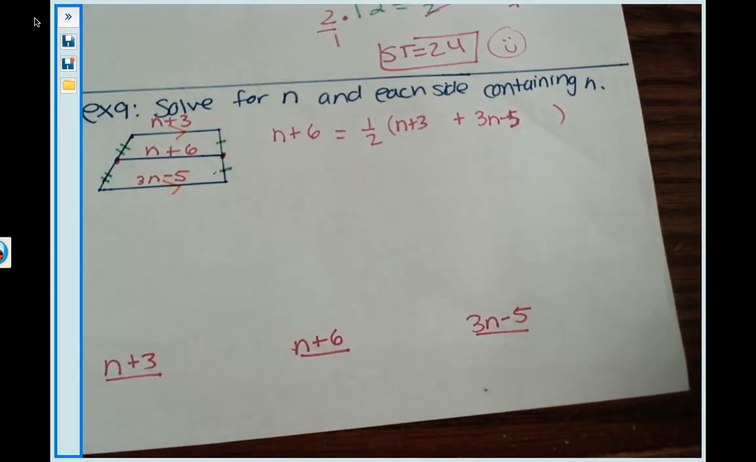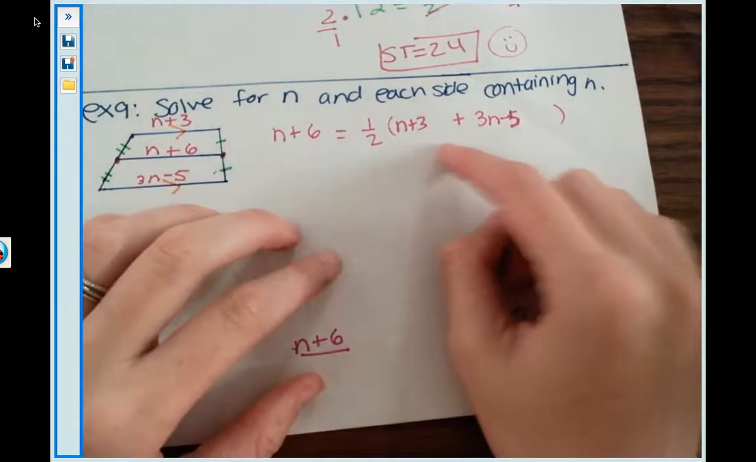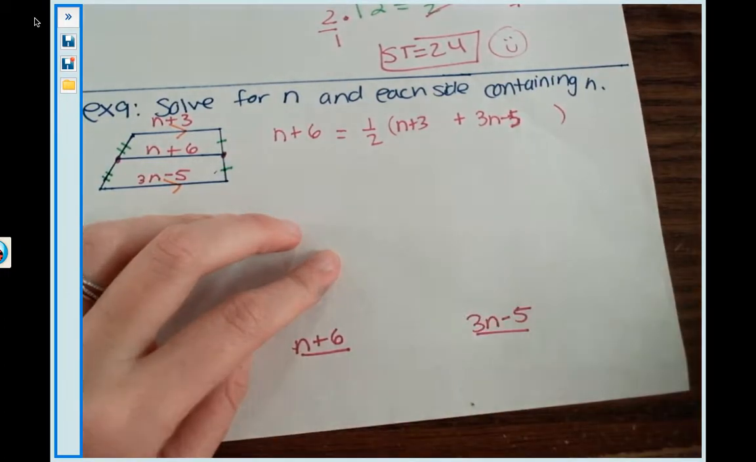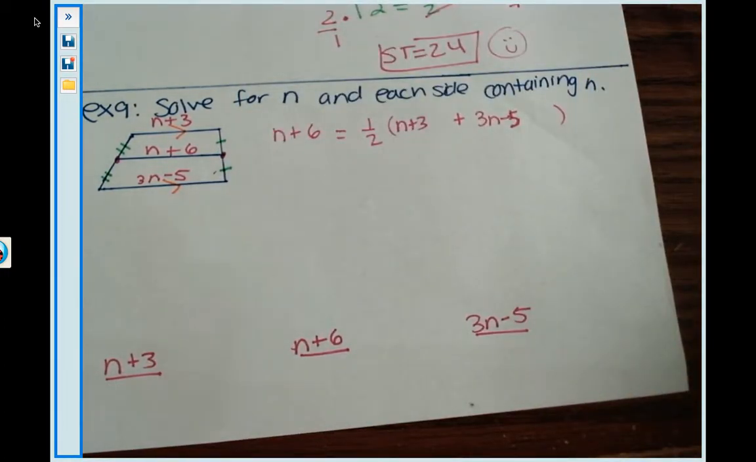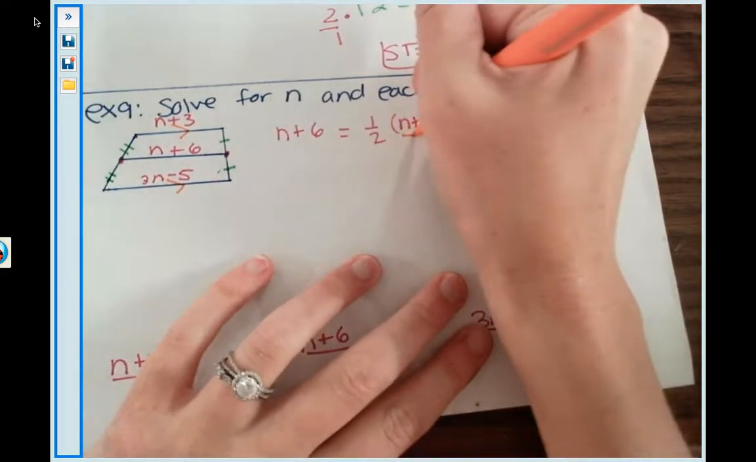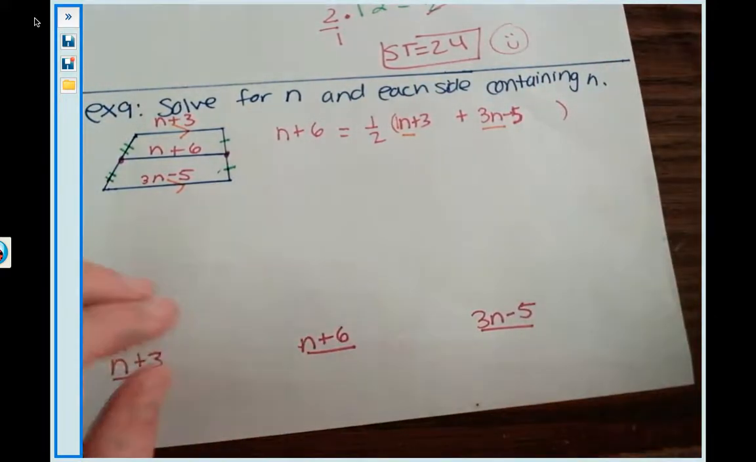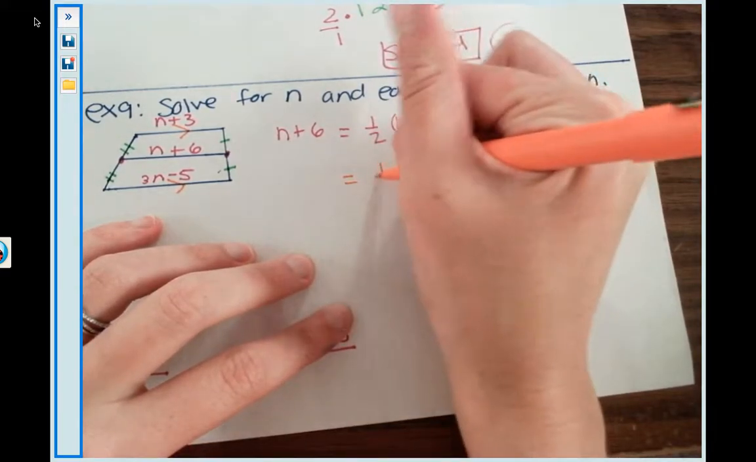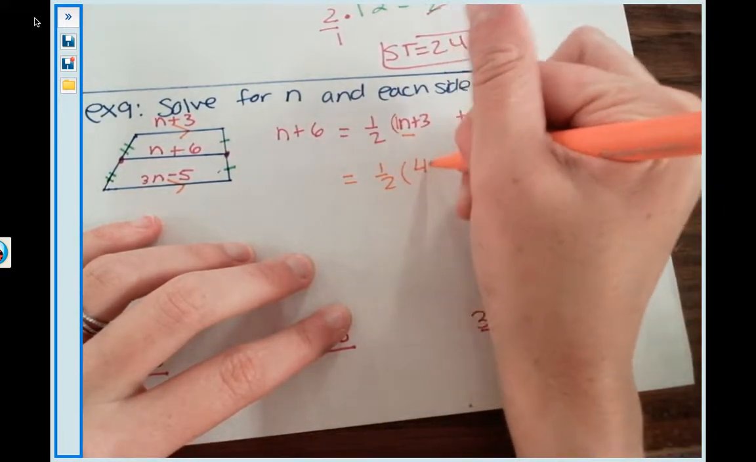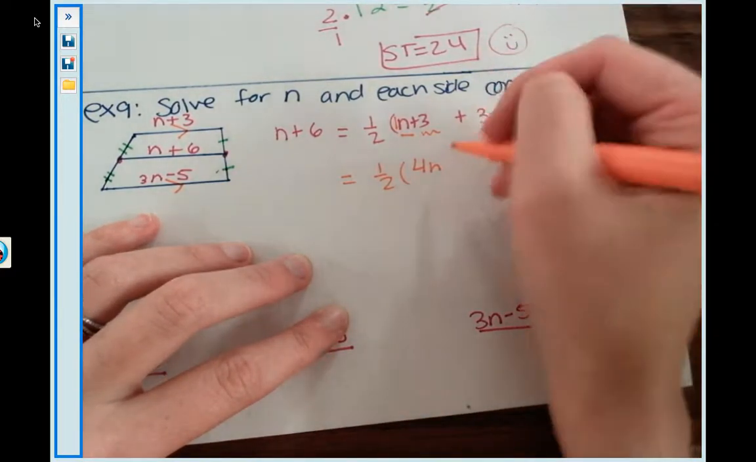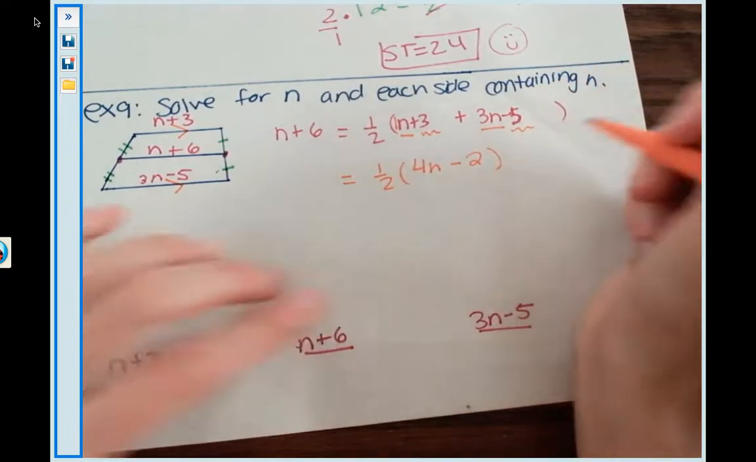All right, so let's get going. So, looking here, there's several ways I could solve this. I'm going to start by combining my like terms in the parentheses first. So what are my like terms in my parenthesis? Well, I see an n, which is secretly a 1n, and a 3n, which 1n plus 3n will give me a 4n. Yay! And then I have a 3 and a negative 5, which 3 minus 5 is negative 2.